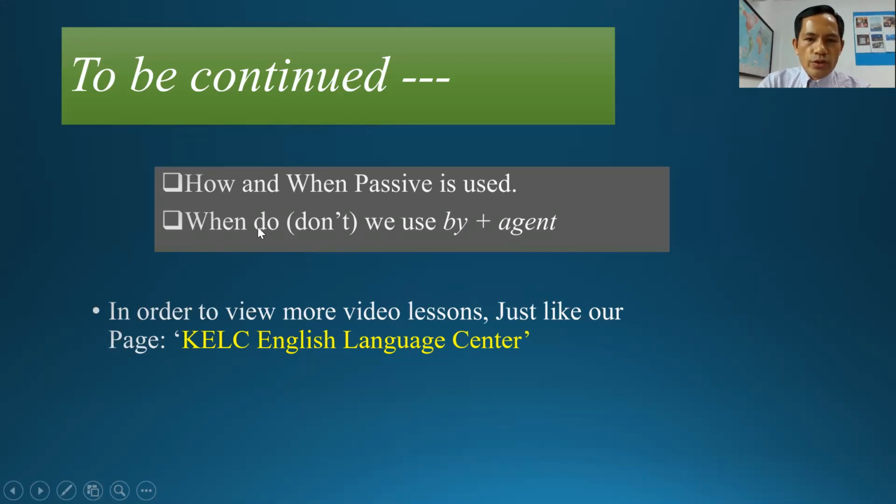Or when do we use by and the agent? When don't we use by and the agent? Sometimes we think we have to use by all the time. But in the passive form there is no need, sometimes no need. The important thing is our focus. By is not important.